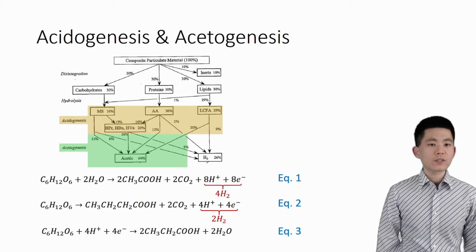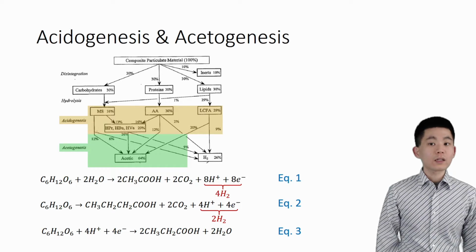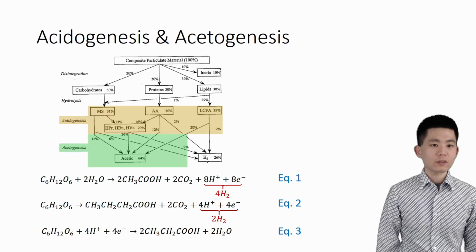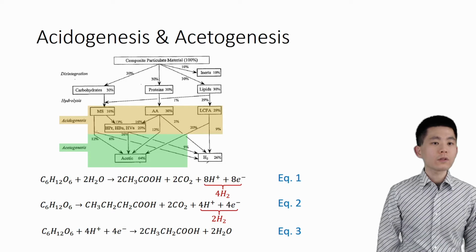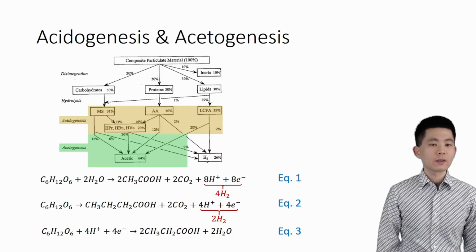Acidogenesis and acetogenesis, which are also referred to as fermentation process, are conducted by fermentative bacteria like Clostridium species. These are three reactions representing the fermentation process. Glucose can produce 2 acetate, 2 CO2, and 4 hydrogen gas, or 1 butyrate, 2 CO2, and 2 hydrogen gas. Or it can consume 2 hydrogen gas to produce 2 propionate.